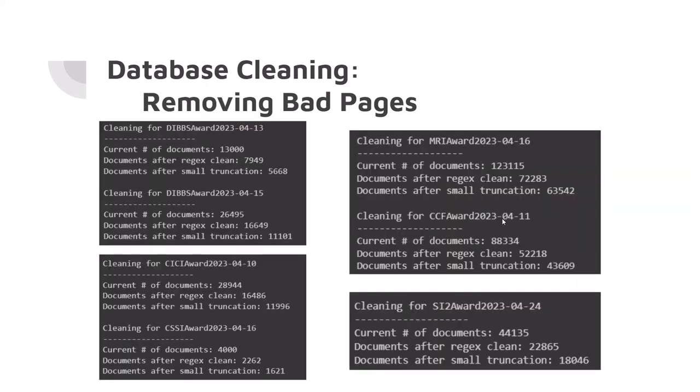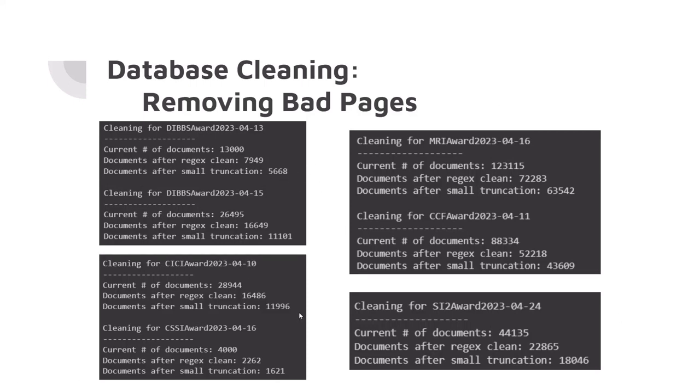So after all that cleaning was said and done, these are all the stats on each of the different collections that we're able to use. If we focus on this top left here, we start with 1,300 documents on the dot, but after we removed all of our 404 errors, we brought that down to 8,000. And once we removed any documents that were too small, we were able to get around 5,600.